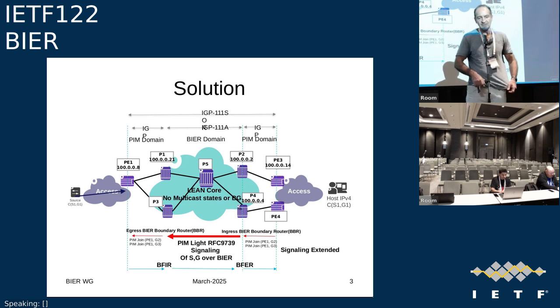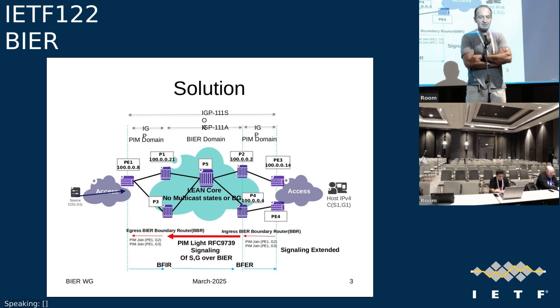So just a little background, what we did here is that back in the days, we tried to come up with a new signaling, which was just sending the PIM joins and prunes from the egress BBR to the ingress BBR, which are the BIER boundary routers.